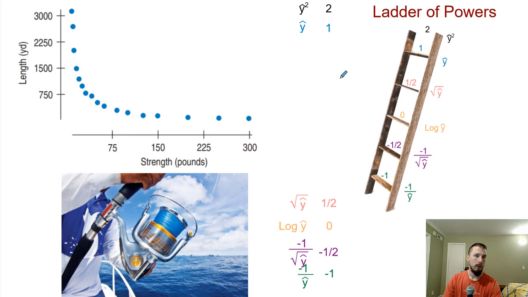All right, so we are going to talk about the ladder of powers. The ladder of powers is a kind of hierarchy of re-expressions, of powers. Okay, so think of it like a ladder here. The exponent of the first power is going to be the actual raw data itself. So here we have the length and the strength. We're talking about monofilament fishing line.